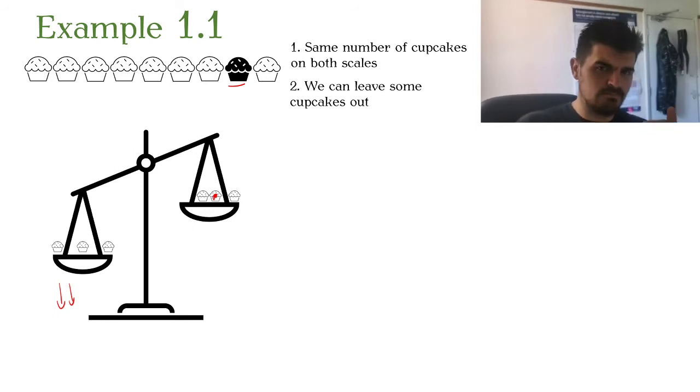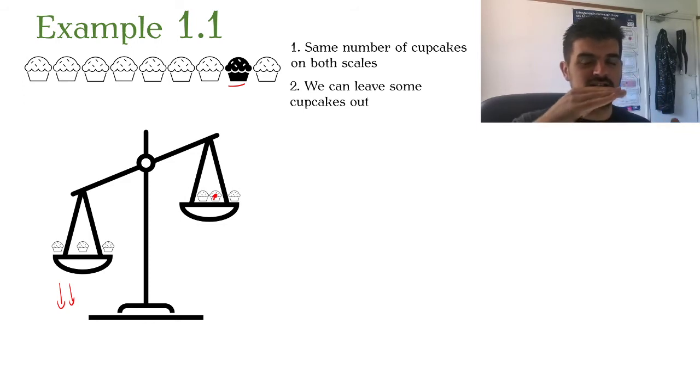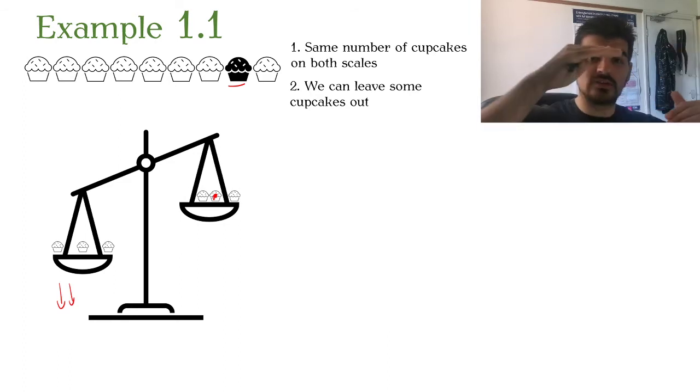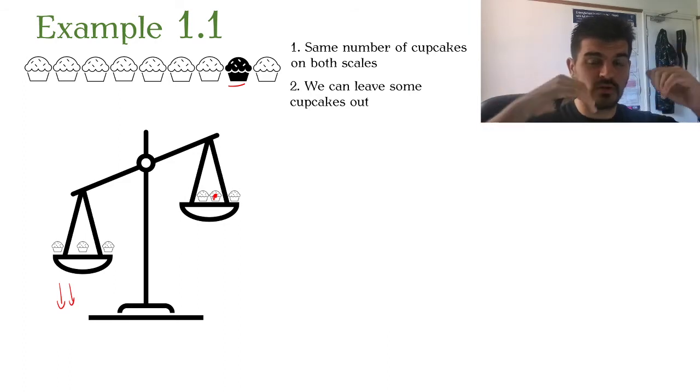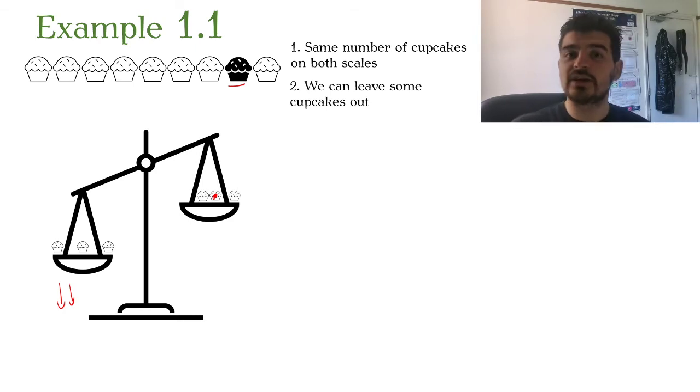If you put the same number of cupcakes on both sides, then 3 things can happen. Either one of the sides, either left goes down, right goes down, or they are in balance. Okay. And again, whichever side goes down has the ring. And if they are in balance, the ring is in the third part, which we left out.